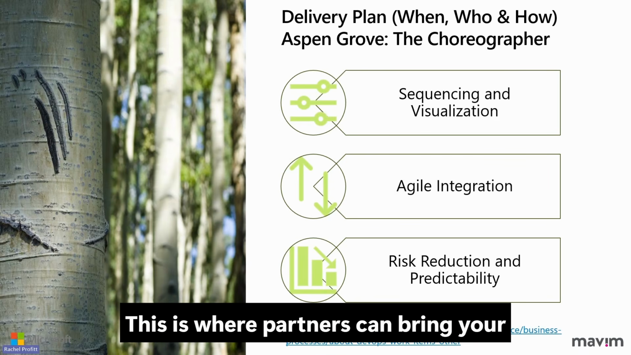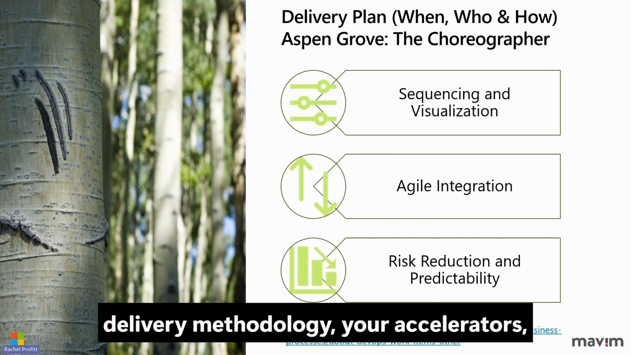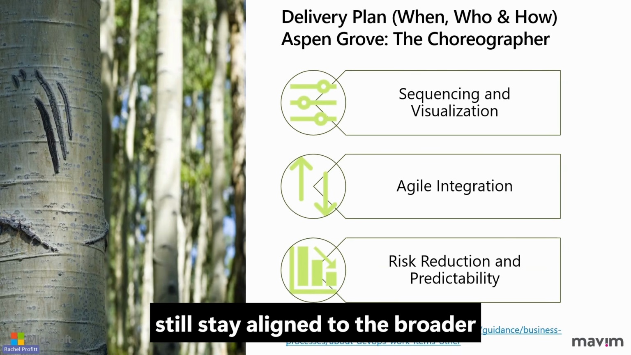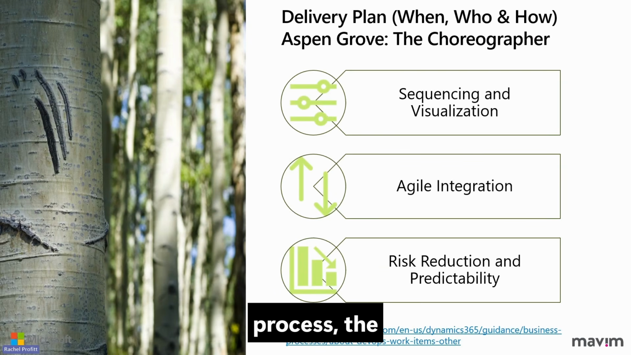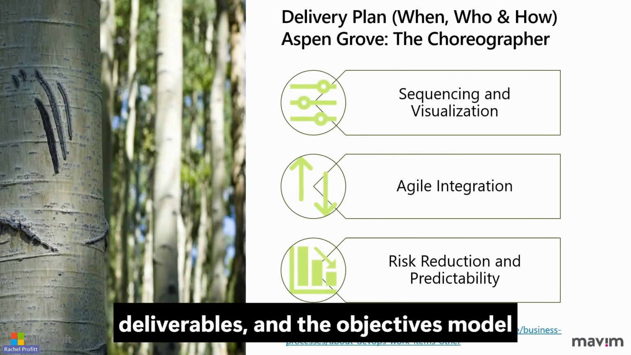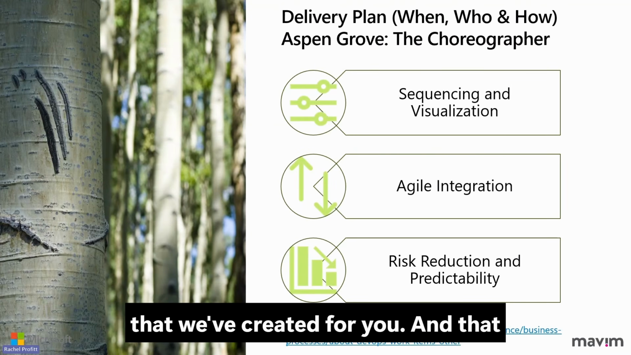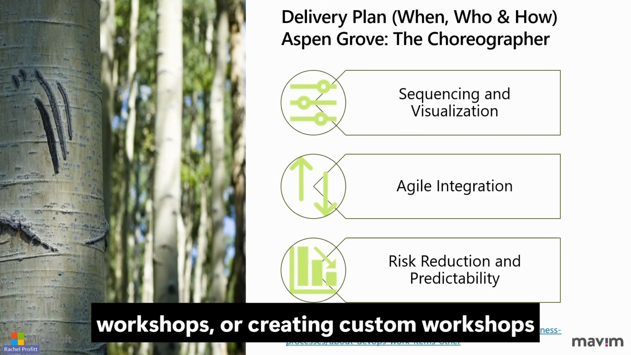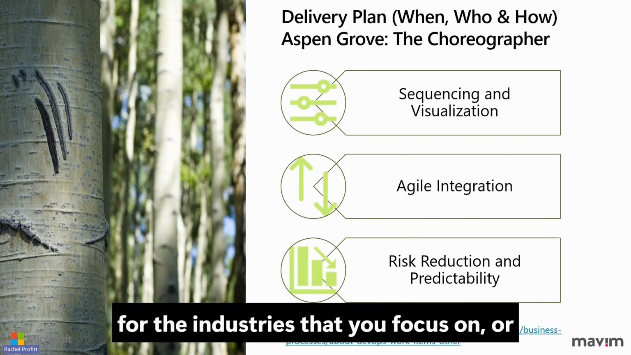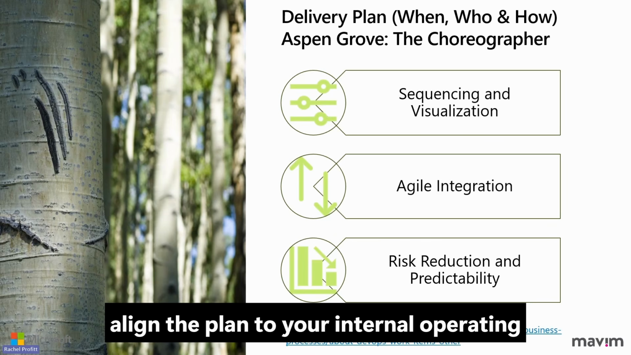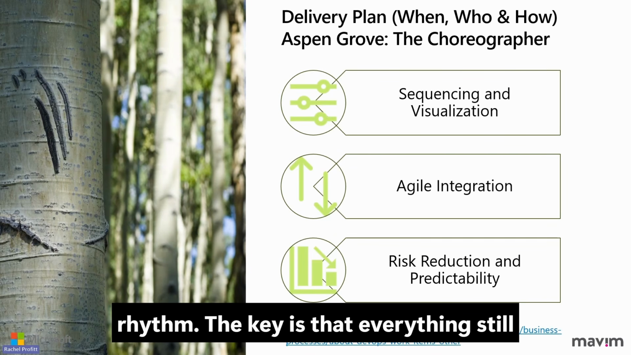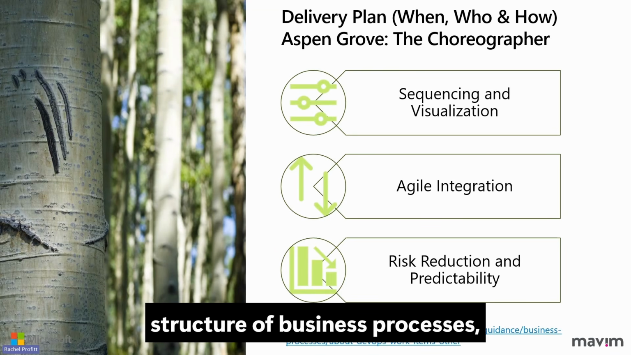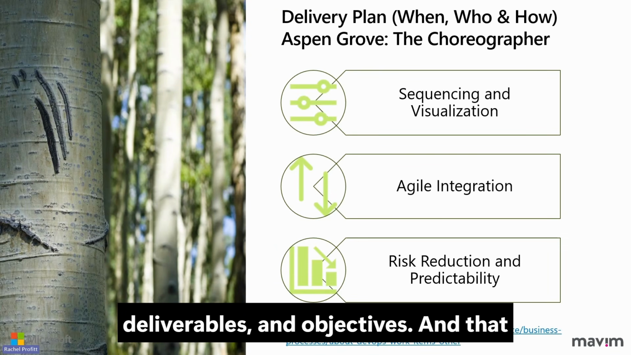This is where partners can bring your delivery methodology, your accelerators, your checkpoints, your IP, and still stay aligned to the broader process, the deliverables, and the objectives model that we've created for you. And that might mean that you need to add partner-specific phases, tailor the workshops, or create custom workshops for the industries that you focus on, or align the plan to your internal operating rhythm. The key is that everything still connects back to the same shared structure of business processes, deliverables, and objectives.